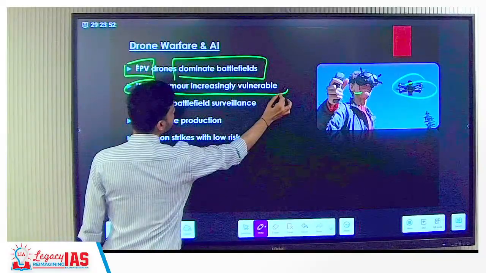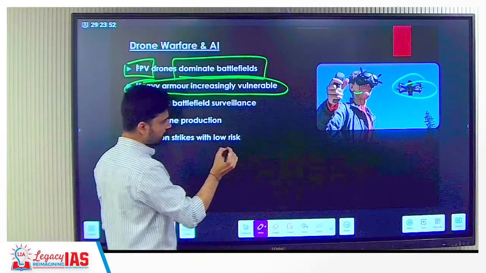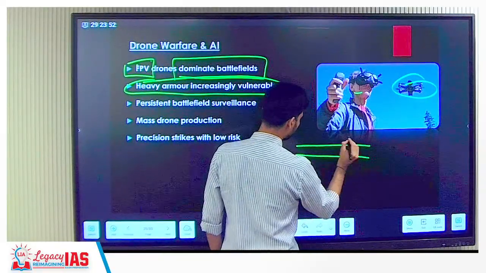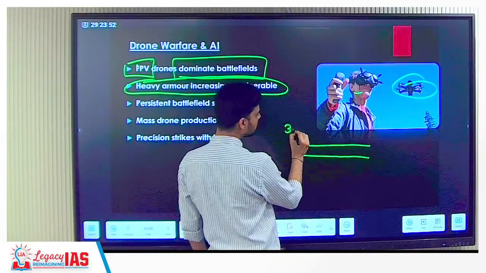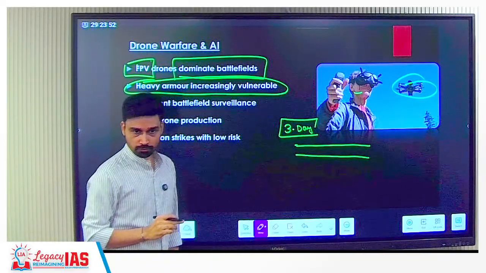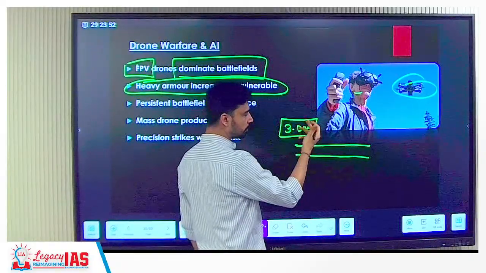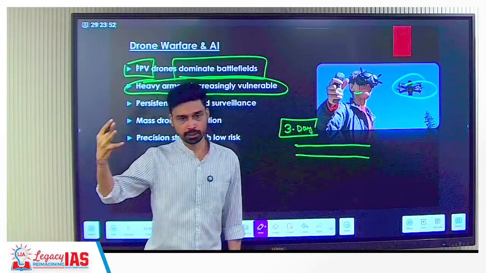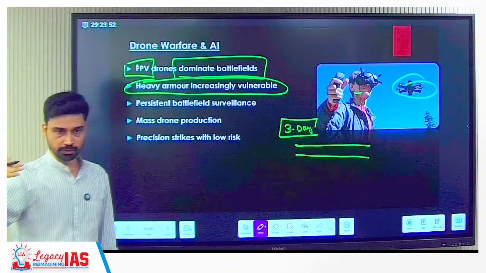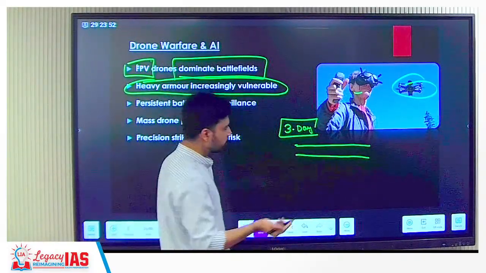Heavy armor is increasingly becoming vulnerable. An example of this we can see in the Russia-Ukraine war. Again, a very good example. When Russia waged the war, what they basically expected was that in 3 days the war would be over. Why? Because if you compare the military capabilities, Russia's was very high compared to Ukraine. They have thousands and thousands of tanks, Ukraine has a few hundred tanks. So that's what they thought.